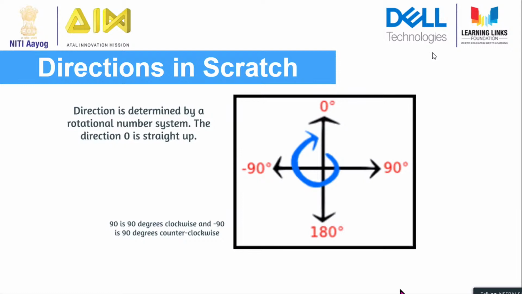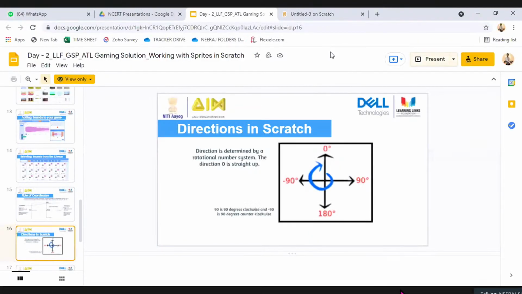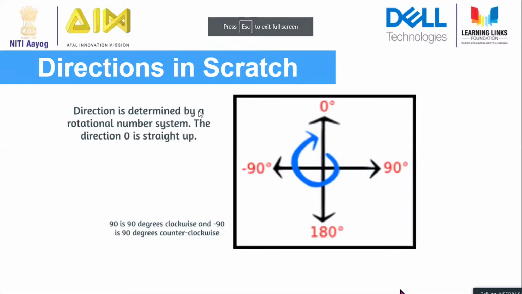So here you can see on the screen we have 0 degree, 90 degree, 180 and minus 90, right? So minus 90 means this is the opposite of 90. In a similar way, I'll show you in the Scratch software how we can use this.